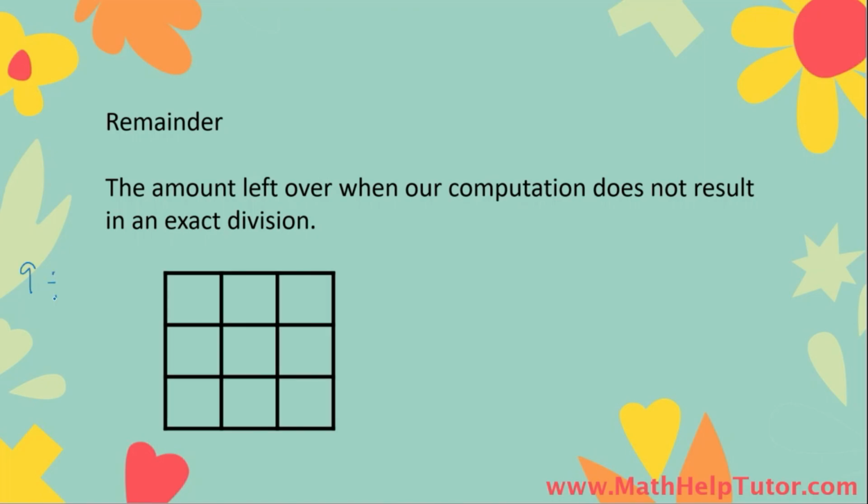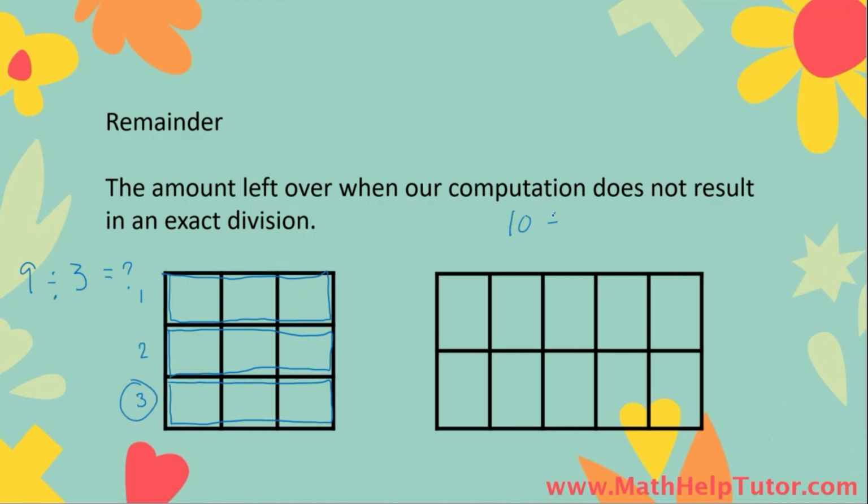Let's divide 9 by 3. So we can see here that we can exactly divide 9 by 3, meaning there are 3 exact portions of 9 after division. It also means that within each section, it contains an exact amount. So the answer to 9 divided by 3 is 3.